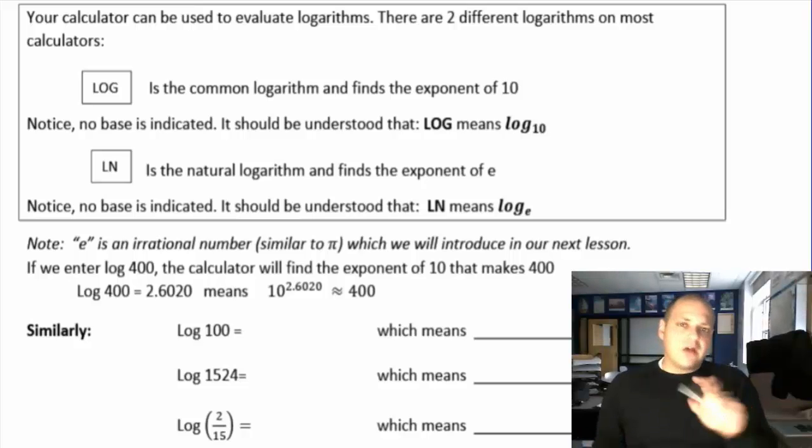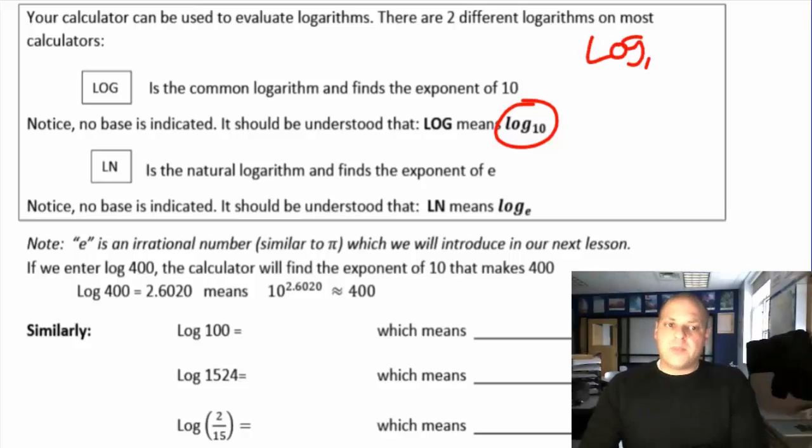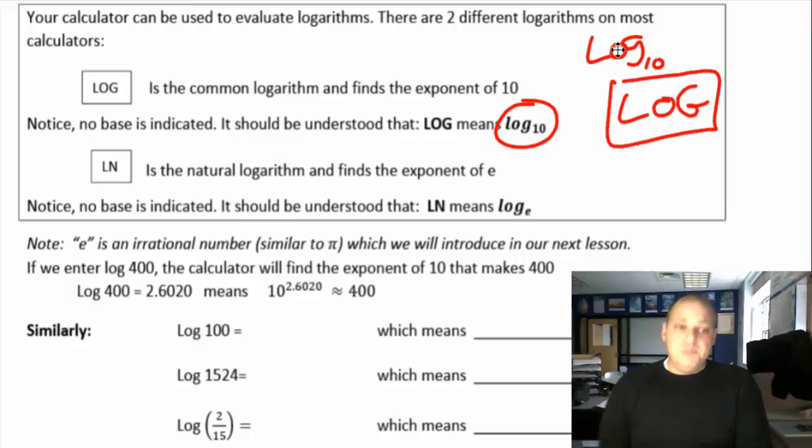The log button on the calculator only does certain log bases. It only does log base 10. The button doesn't say log base 10. The button just says LOG, but it means log base 10. You just have to know that.